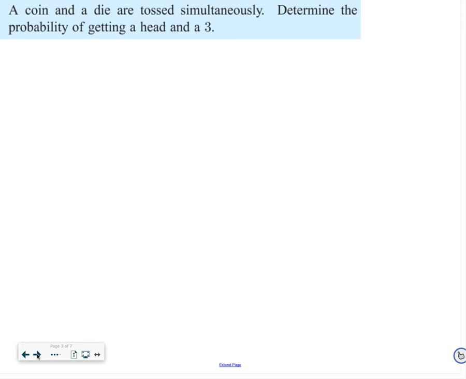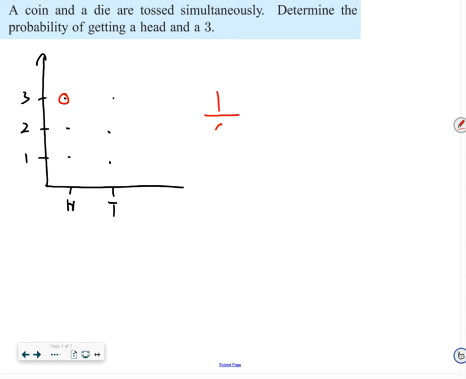Number 3: a coin and a die are tossed simultaneously. Determine the probability of getting a head and a 3. Again, if I think about a coin, I can label here head, tail, and I could get a 1, 2, or 3 on my spinner. So I have 1, 2, 3, 4, 5, 6 outcomes. A head and a 3 happens once, so that's 1 out of 6.